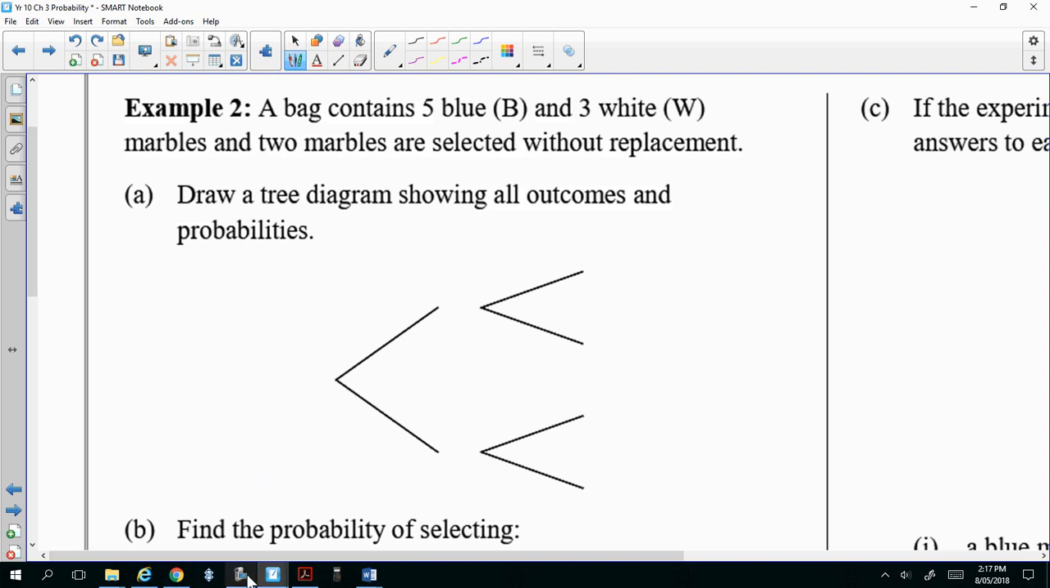All right. Okay, so we've got a bag contains 5 blue, 3 white. 2 marbles are selected without replacement. Okay, let's look at this. They can select your first selection.